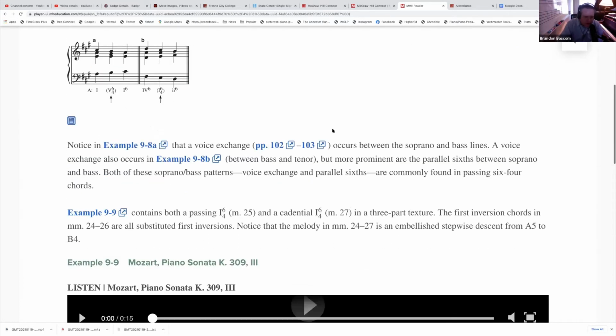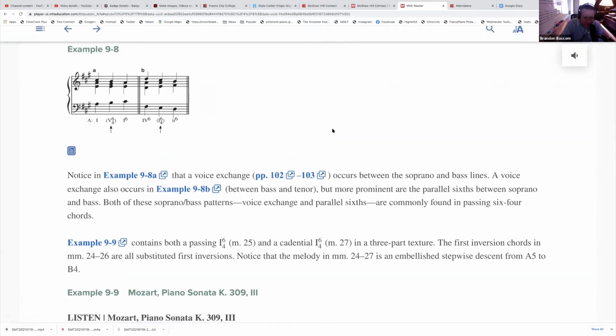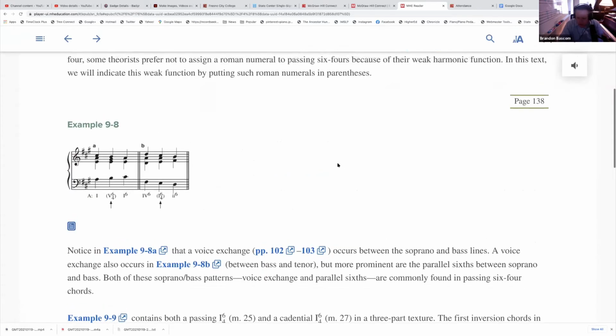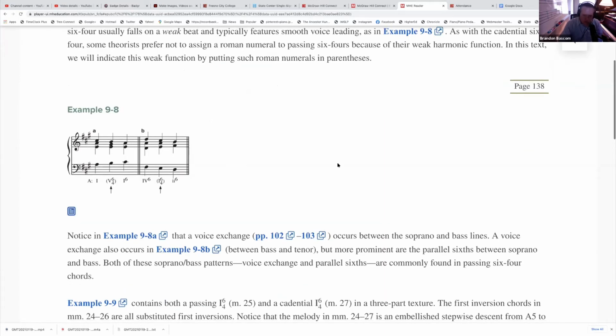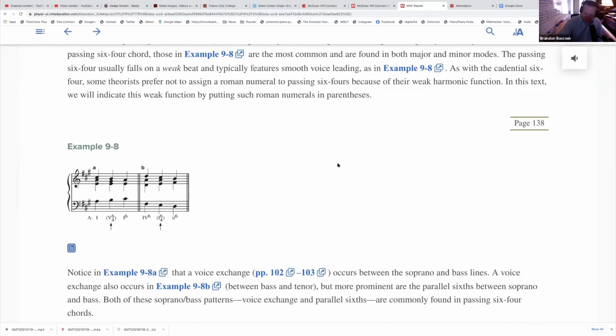Notice in example 9-8A that a voice exchange occurs between the soprano and the bass line. A voice exchange also occurs in 9-8B between the bass and the tenor. But more prominent are the parallel 6ths between the soprano and the bass. Both of these soprano-bass patterns, voice exchange and parallel 6ths, are commonly found in passing 6/4 chords.